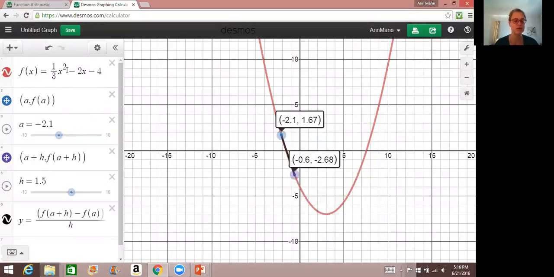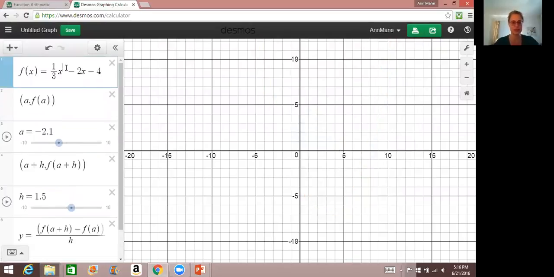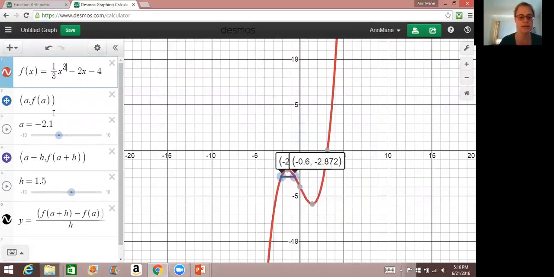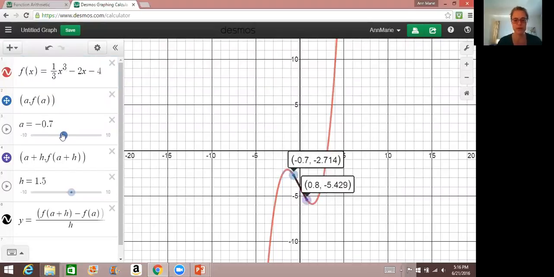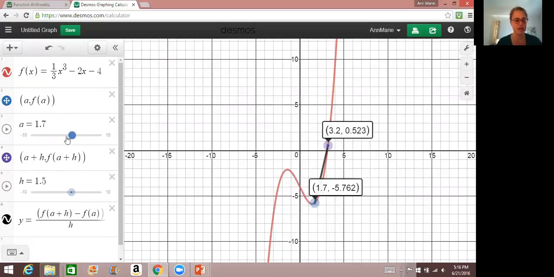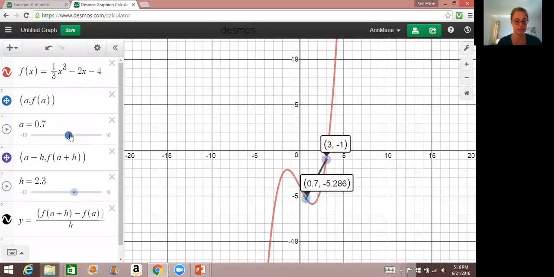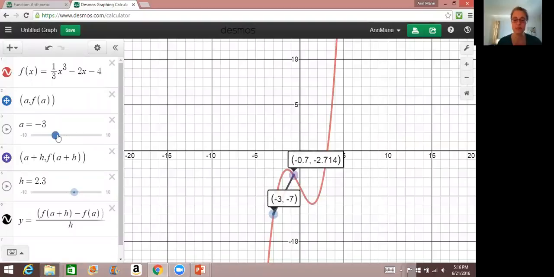And guess what? This works for any curve. So let's make this a cubic. Okay? So if I move my points along, see what's happening here? So this difference quotient gives me the relative rate of change between any 2 points on a curve. Gives me the slope of a line drawn between those 2 points. That is what the difference quotient is.